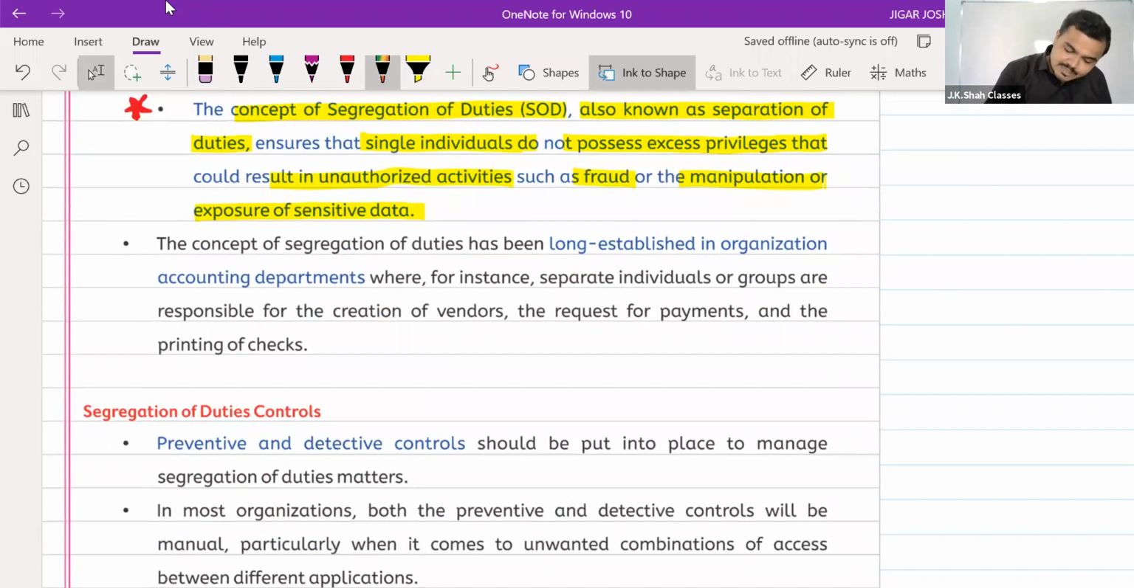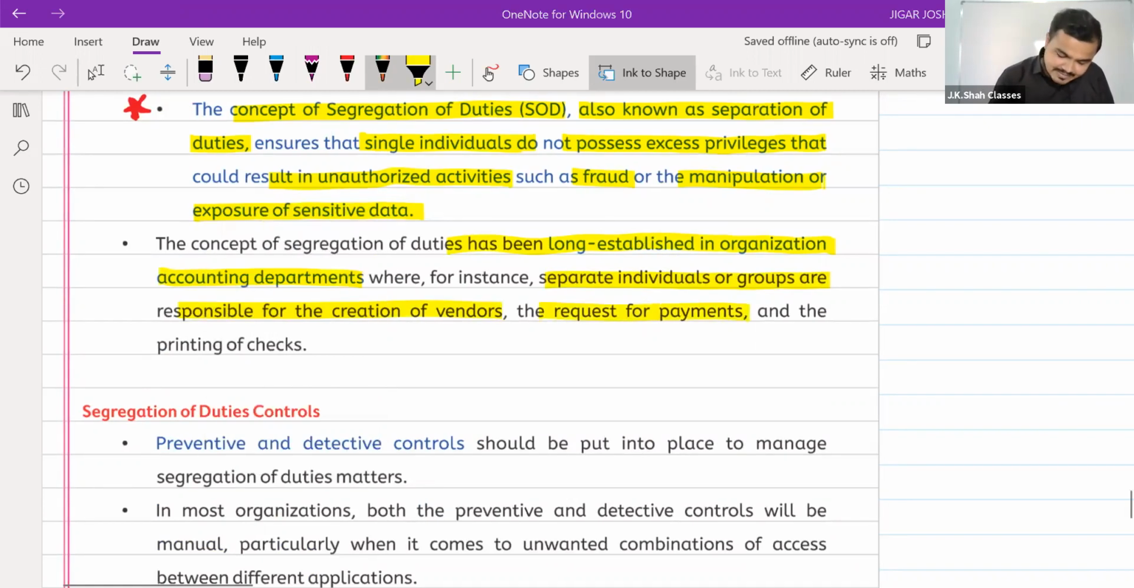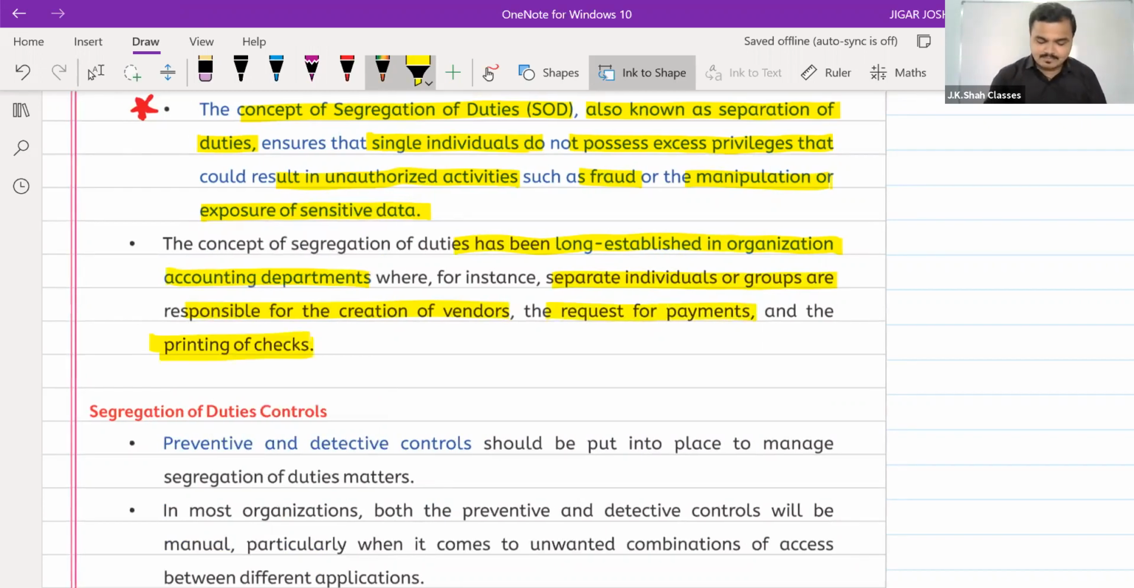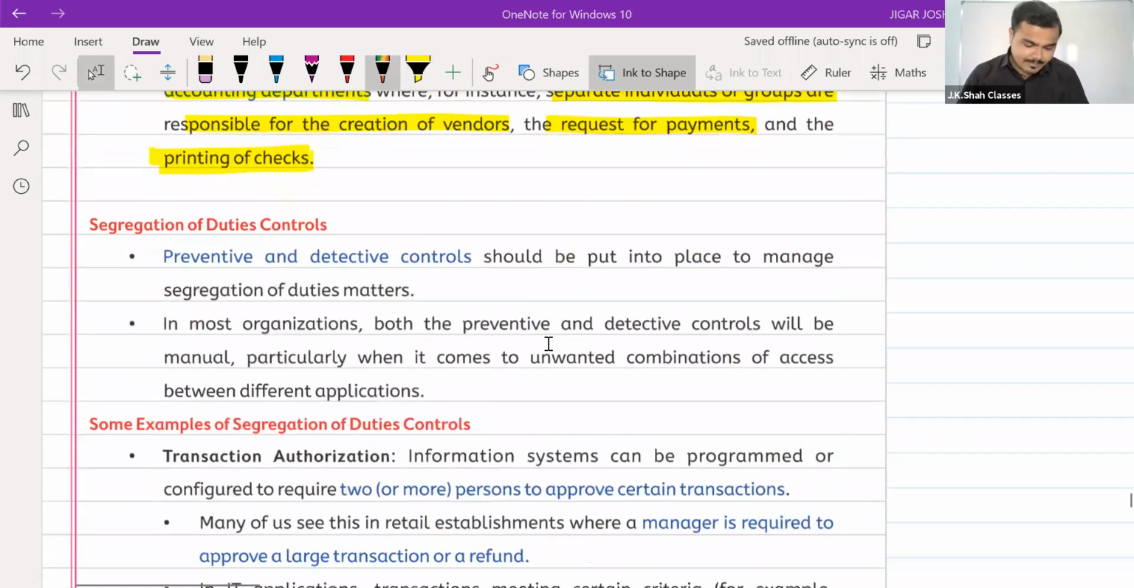See this. The concept of segregation of duties has been long established in the organization's accounting department, where separate individuals or groups are responsible for creation of vendors, separate ones request the payments, and separate ones do the printing of checks. Now the text word is given wrong, so you can please make the correction of the text word. Okay. Yes, sir. Agree? 100%.